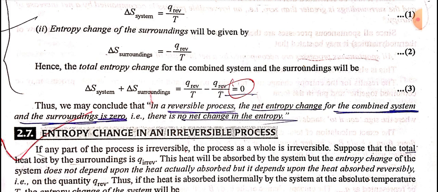Second, entropy change in an irreversible process. If any part of the process is irreversible, the process as a whole is irreversible. Suppose that the total heat lost by the surroundings is q irreversible. This heat will be absorbed by the system, but the entropy change of the system doesn't depend upon the heat actually absorbed, but it depends upon the heat absorbed reversibly. That is on the quantity q reversible. So if the heat is absorbed isothermally by the system at absolute temperature T, the entropy change of the system will be given by delta S is equal to q reversible by T.